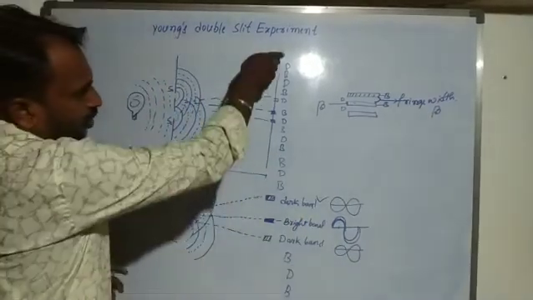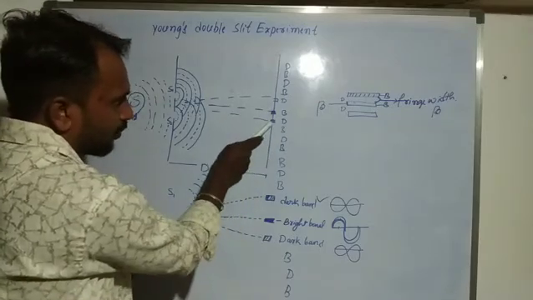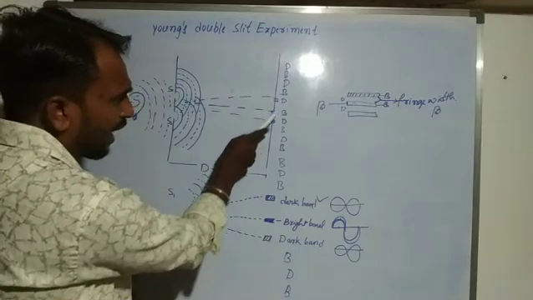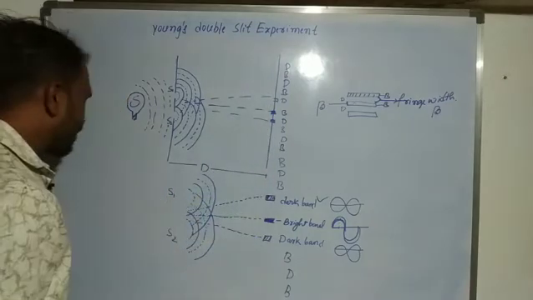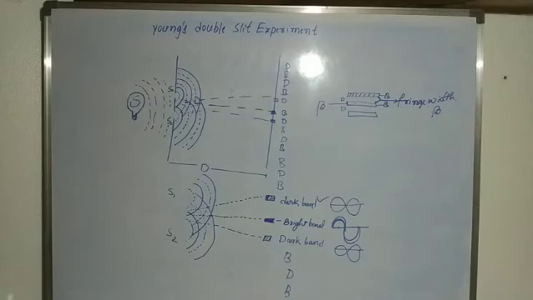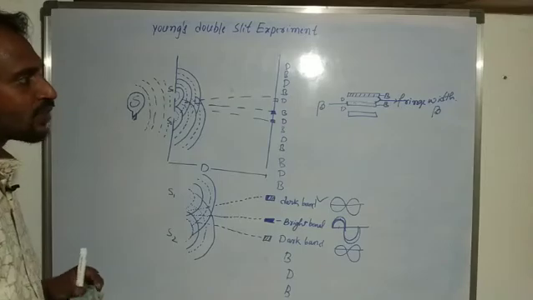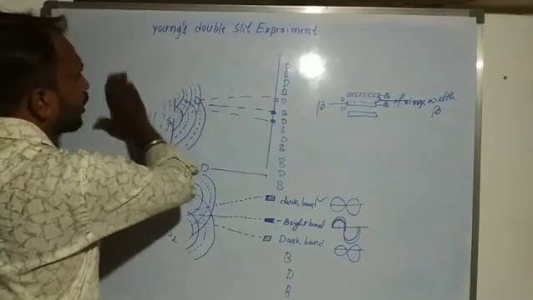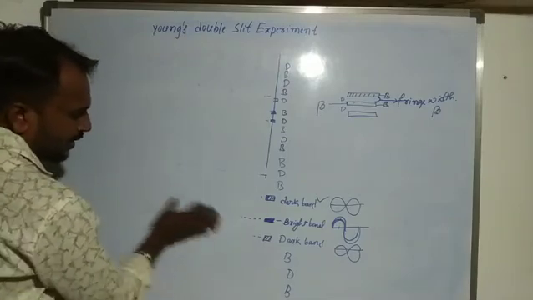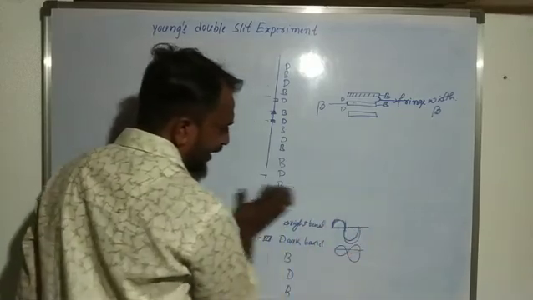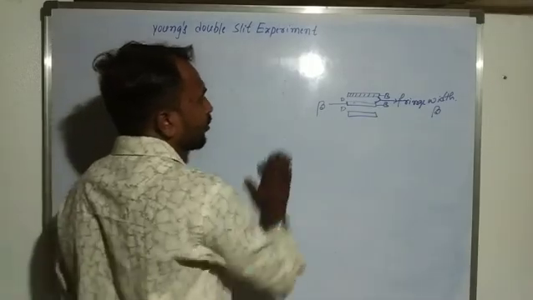Okay, so here we get a number of fringes. First one is the center bright fringe, and next are dark bands. First the center bright band, and next dark bands. Bright, dark: it means alternate bright and dark bands form on a screen. So this is Young's double slit experiment. Next we consider the expression of fringe width. Fringe width is the distance between two bright bands or two dark bands.